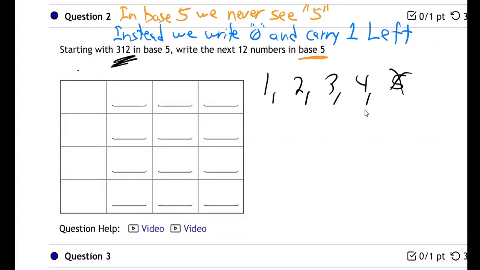So it says right here, in base 5, we never see a 5. Instead, we write a 0, and we carry 1 to the left. So I'll make that 0, and I'll carry 1 to the left. In other words, it's the number 10. That's weird, isn't it? But actually, now let me bring in some of the logic. That's right.